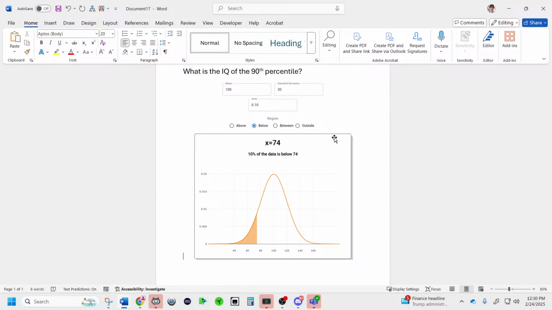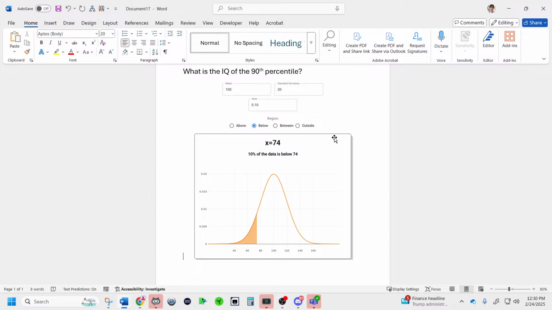So what do you see on here? Just start to take in what you see. This is meant to be an easy, non-multi-step question. I mean, there's like one or two steps to it, so I guess it is multi-step, right? What is the IQ of the 90th percentile? I believe that is correct.